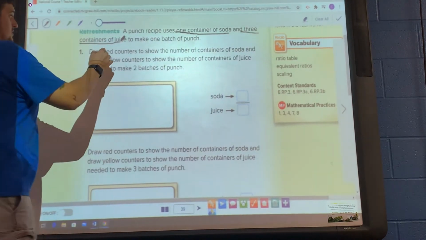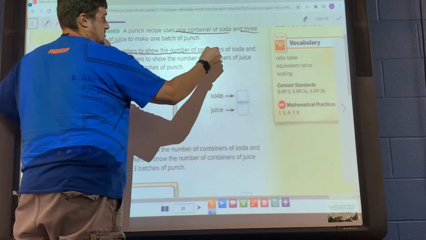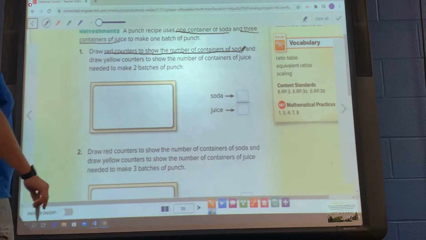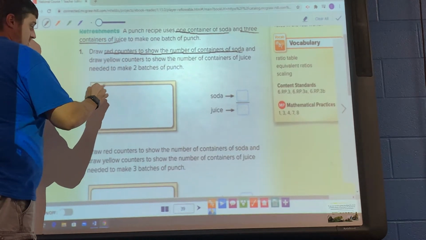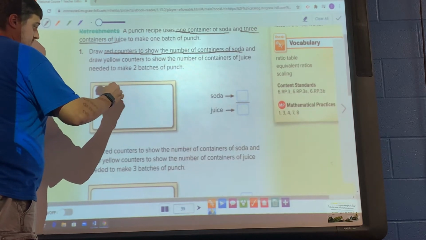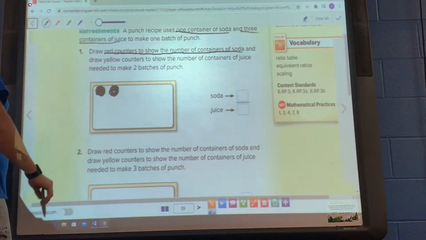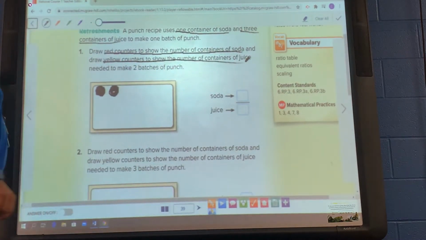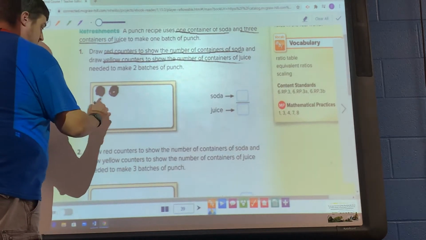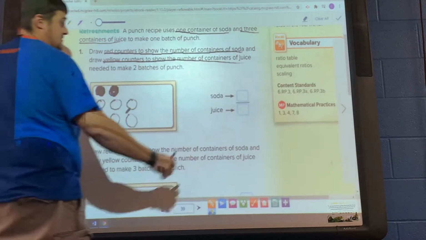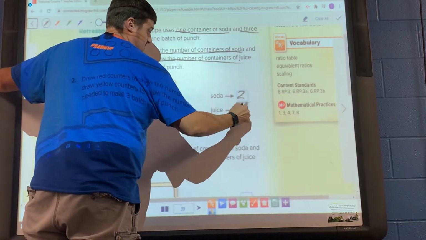So red counters, which we talked about the other day, we're just going to draw dots, is going to represent the number of sodas. So the sodas is just 1, but we're making 2 batches, so we have to double this. We're going to do 2. Okay, and then it says draw a yellow counter, so we're just going to draw circles to show the number of containers of juice. Well, 1 batch uses 3 containers. So if we're making 2, we're going to use 6. So now over here, we have 2 sodas, 6 juices.